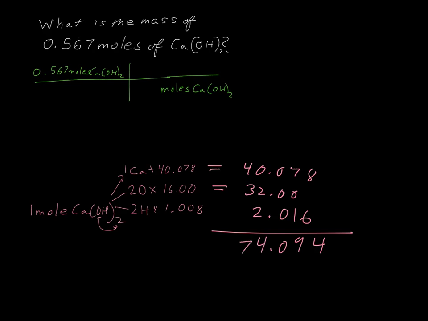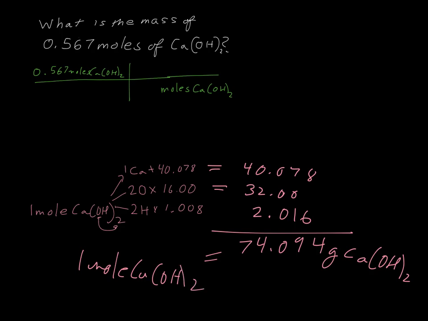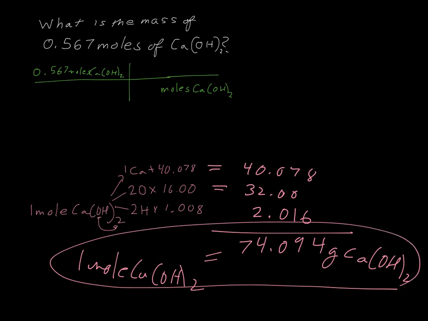And I get 74.094 grams of calcium hydroxide in 1 mole of calcium hydroxide. So now I have my conversion factor between moles and grams.